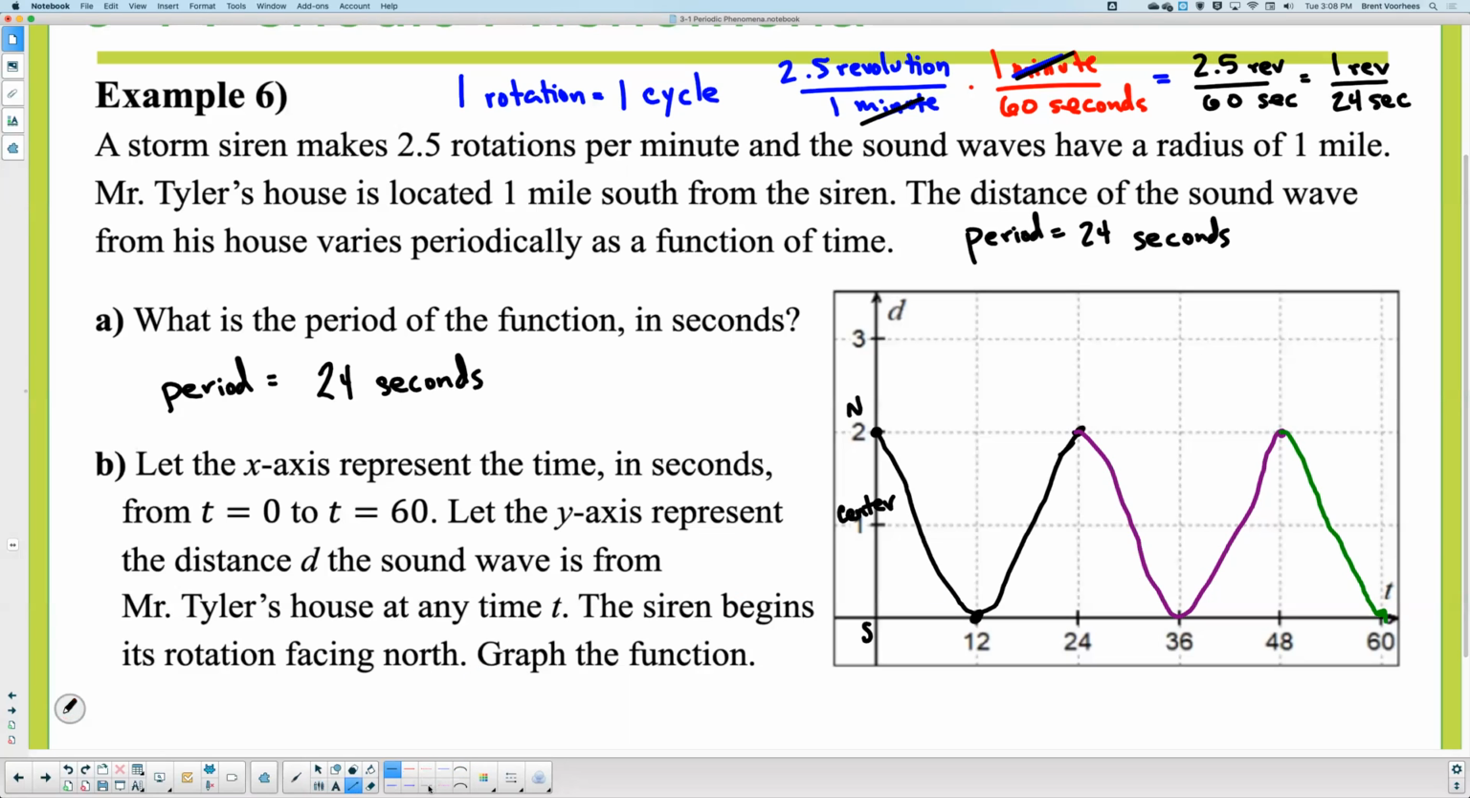Again, the midline is here, and notice that it says its radius is 1 mile, so go 1 mile this way and 1 mile that way. And we are located 1 mile south. So this would be the distance from the siren to Mr. Tyler's house. Here, at 12 seconds, the siren would be at Mr. Tyler's house. So this line right there represents the midline. Let me add that in there. Since we haven't done that in the last few examples, that's the midline.